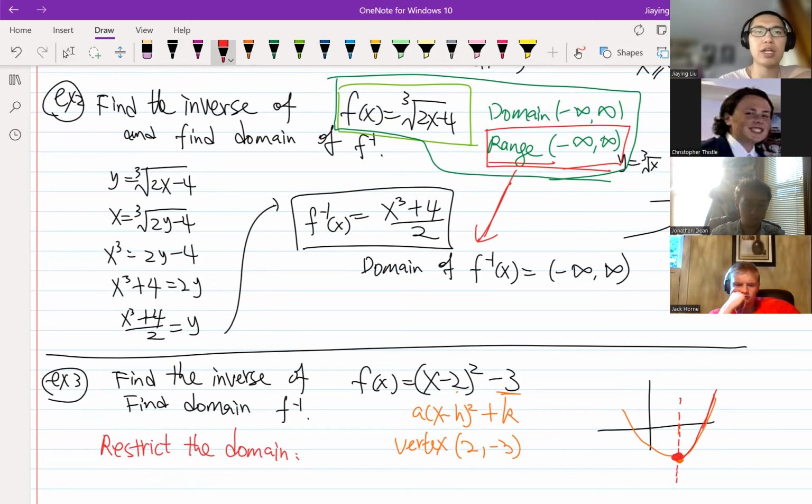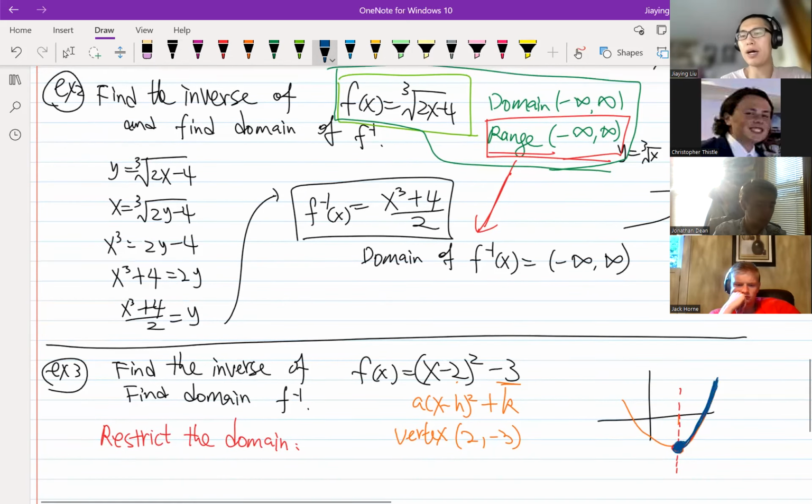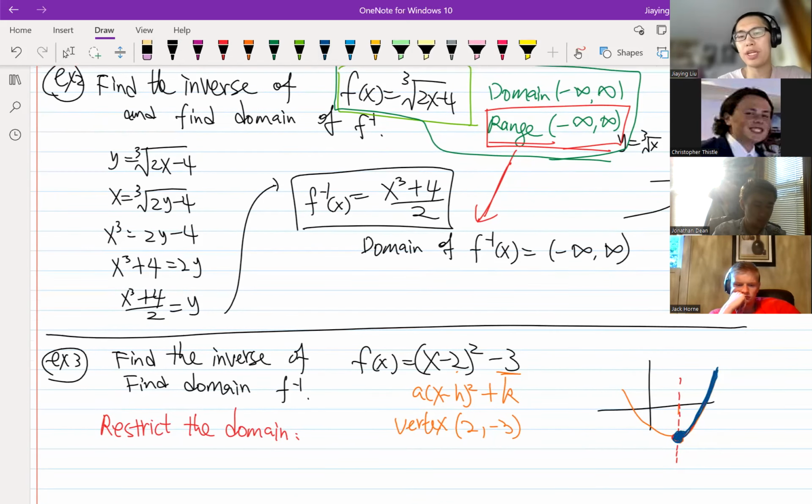Let me use a different color. So we're going to use the right half to focus on. Of course, you can see, okay, why don't I take the negative? That's fine too. But just generally, when we graph quadratic functions and try to find the inverse of quadratic functions, we're going to use the right half. So that's the part we're going to work on. We're not going to even worry about the left.